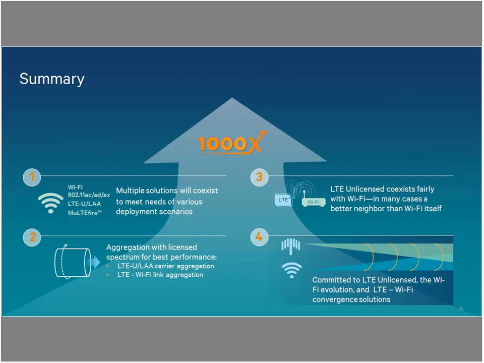So in summary, we're working on a number of different technologies to help address the 1000X challenge. The Wi-Fi roadmap is continuing to evolve to address things like 802.11ax, 802.11ad, LTE-U and LAA. We talked about MulteFire. We believe that carrier aggregation of both licensed and unlicensed spectrum is critical to address the needs. We will continue to be very active in ensuring that Wi-Fi and LTE can coexist peacefully and both share the medium effectively. And we're committed to these convergent solutions going forward. So that's what I prepared for today, and I left plenty of time for Q&A.